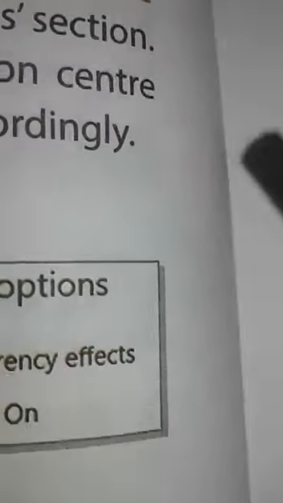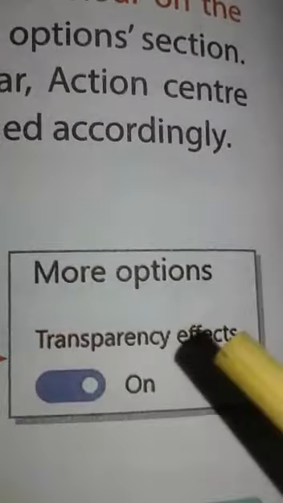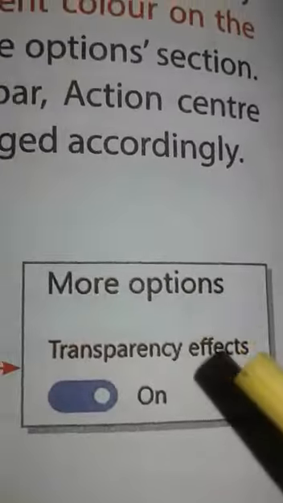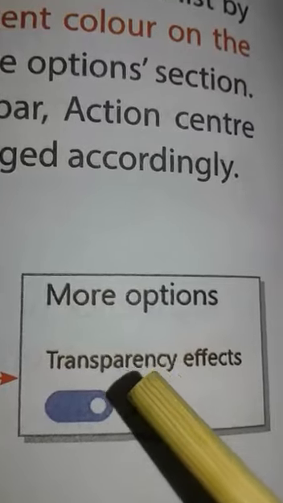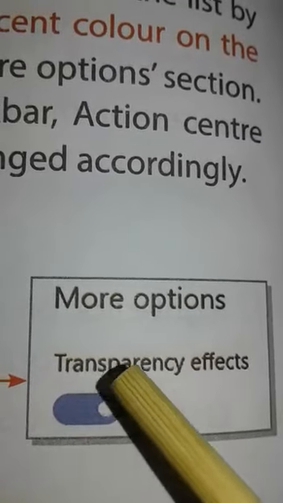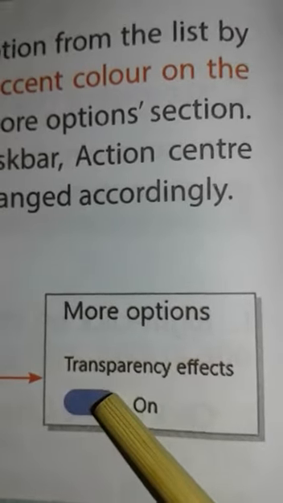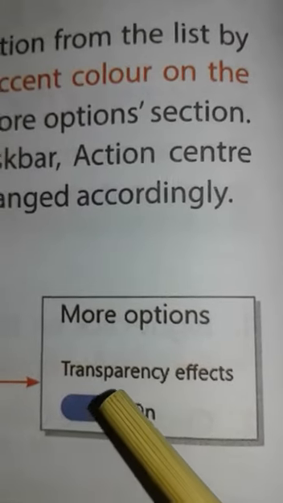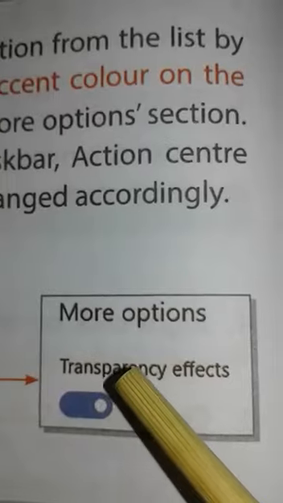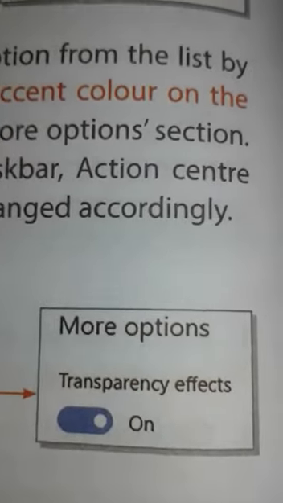In step 6, you can activate or deactivate the transparency effect in the More options section by clicking on it. If you click it on, it will give the transparency effect. If you click it off, it will deactivate the transparency effect.